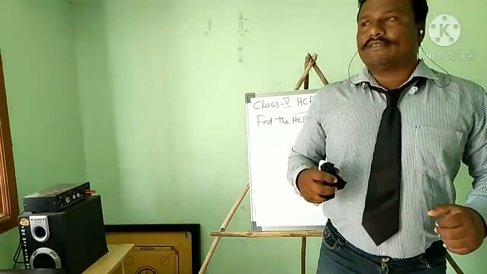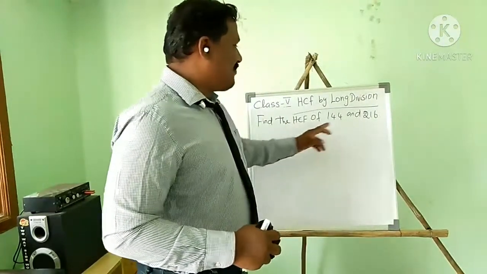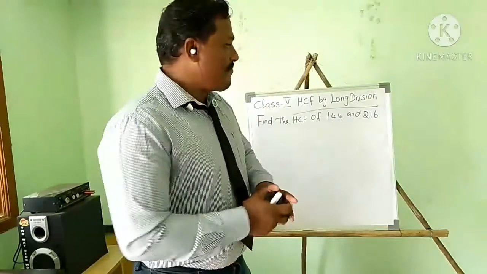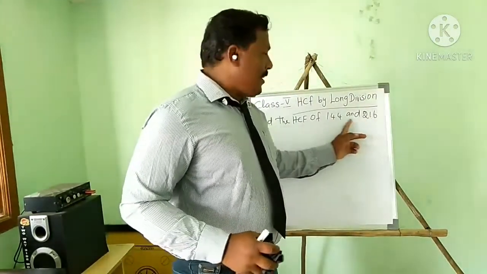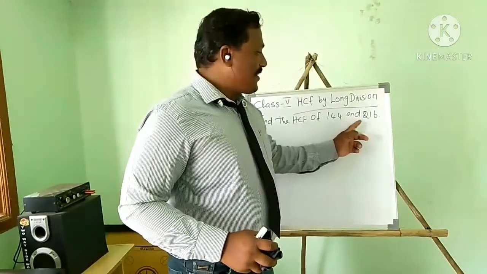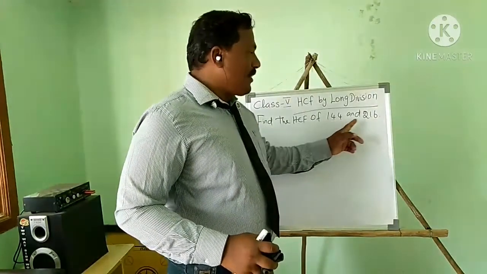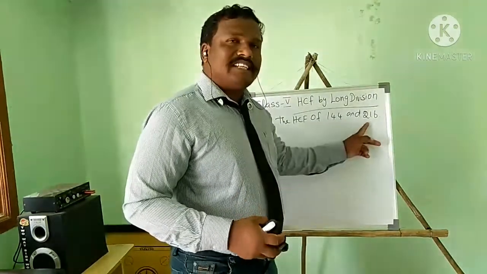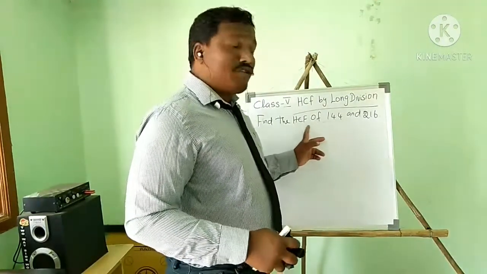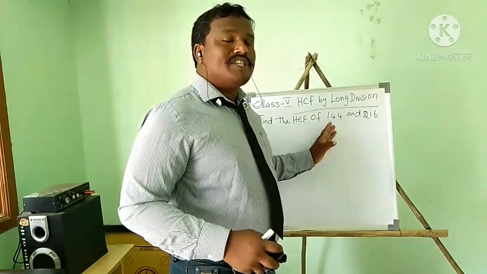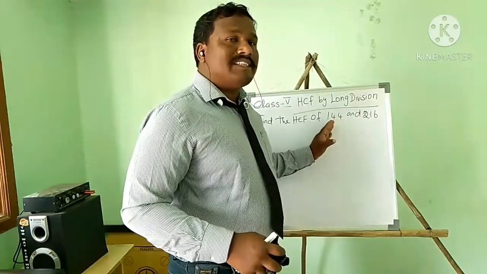So listen carefully. First of all, I will take the two numbers, 144 and 216. 216 is bigger than 144. So now I will take 216 as a dividend and 144 as a divisor. That's the first rule. First you have to check which is the big number and which is the small number. You have to take the big number as a dividend and the small number as a divisor.